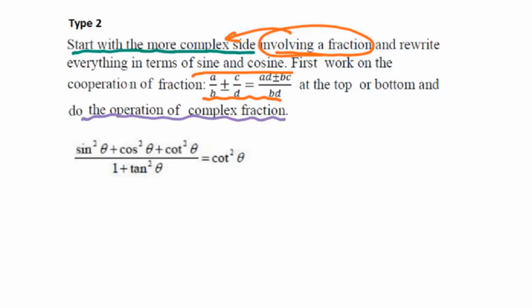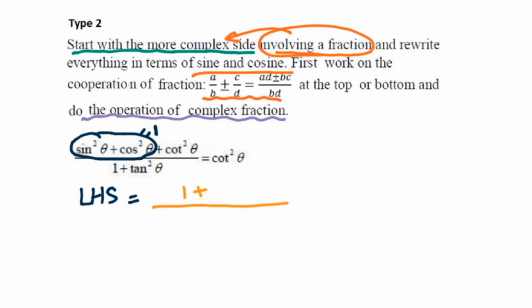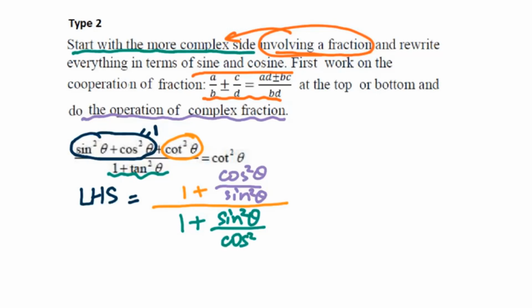So for this problem, still I need to get started from the left-hand side. Check over here, we know that sine square theta plus cosine square theta equals 1. That's the Pythagorean trig identity. Therefore, I got 1 plus cotangent square theta equals cosine square theta over sine square theta. For the denominator, we have 1 plus tangent square theta equals sine square theta over cosine square theta.